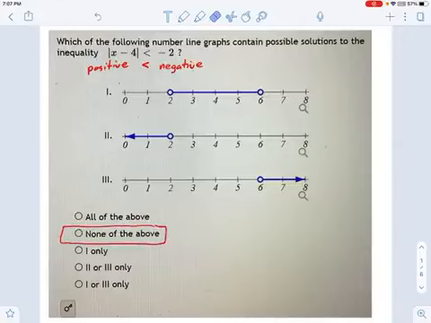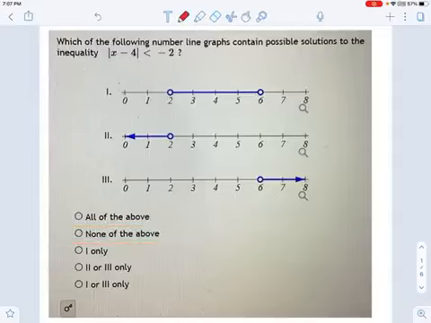So let's change this now and talk about something a little more interesting. There's a bunch of versions of this problem that you might get. Let's say you got something that looked more reasonable and interesting: the absolute value of x minus 4 is less than positive 2. How do we deal with that? Well, now it's a much more challenging problem.